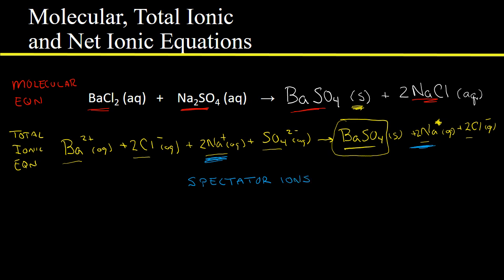And when we write our next equation, we want to write an equation that only includes what's interesting, what's really happening. And because the sodium is not really doing anything, it's a spectator, we're going to omit that. For the total ionic equation, you want to leave that in, although right now I'm going to cross it out. The sodium wasn't doing anything, it's just a spectator.